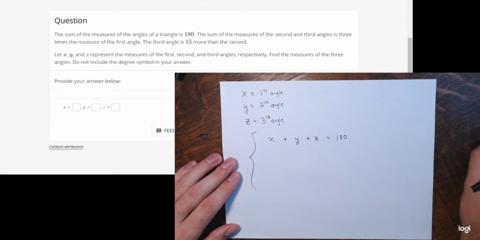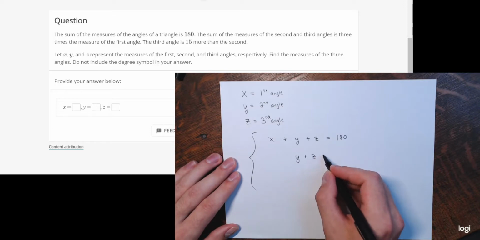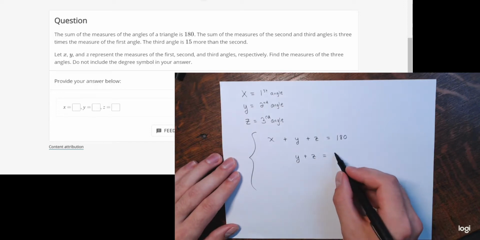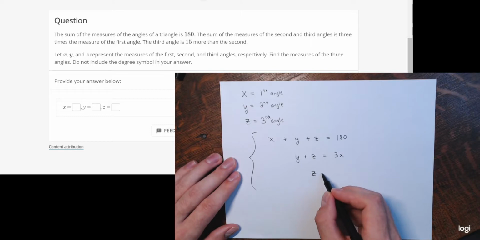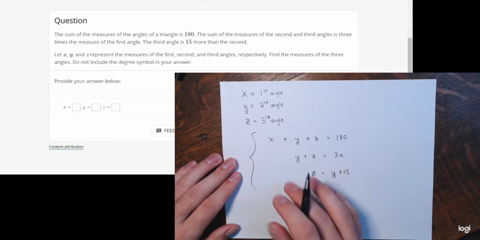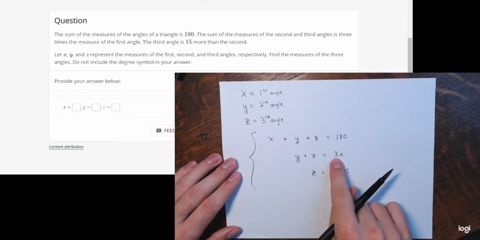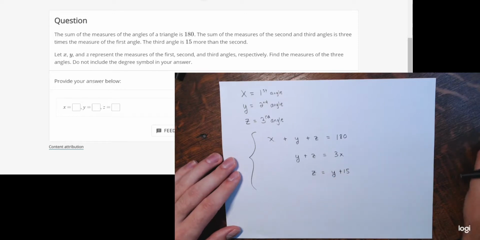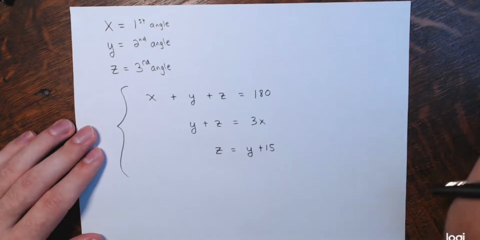Second sentence, the sum of the measures of the second and third angles is, so y plus z is, and then 3 times the first, 3 times x. And the last one, the third angle is 15 more than the second, so z is, and then the second plus 15. All right. So again, the only thing that changed from this example to the last one is this 4 became a 3 and 12 became 15. This should end up being very, very similar. Obviously, the solution will be different though.